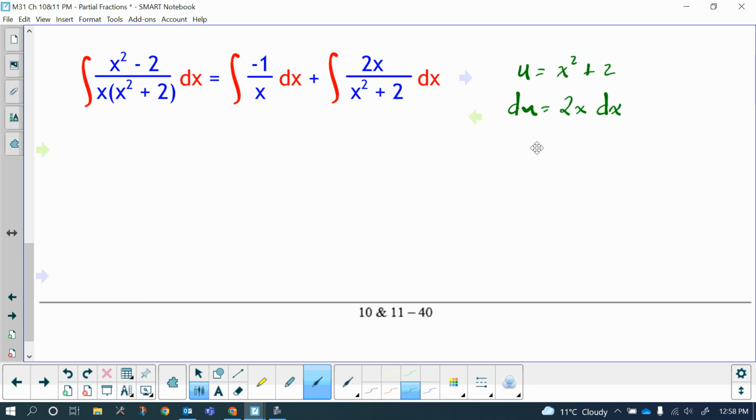So I'll substitute, letting u equal x squared plus 2, and then find my differential du to be 2x dx. Since I have my 2x dx here, I'll just circle it. There's my 2x dx. That part will be replaced with a du. And then this whole denominator will become just a u. So I'll have 1 over u times du.